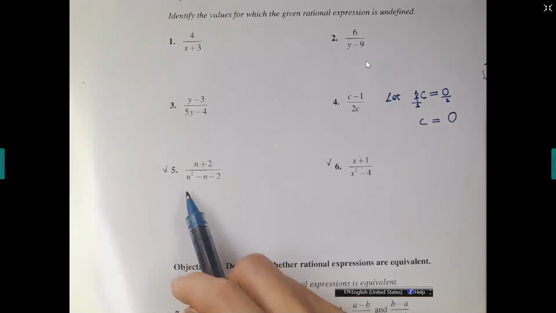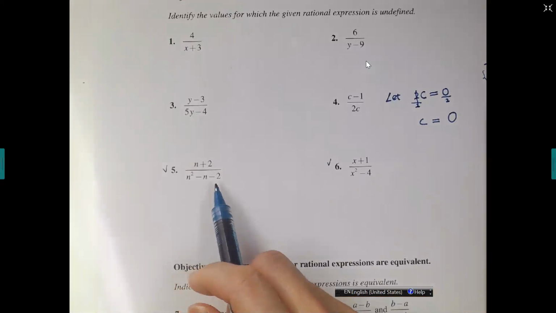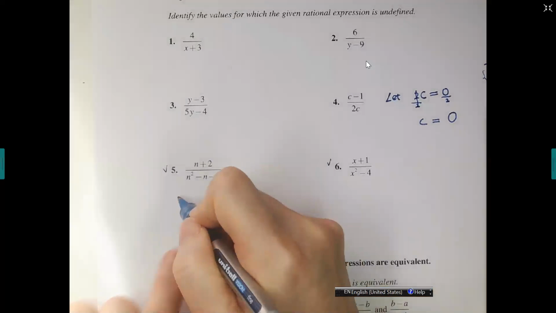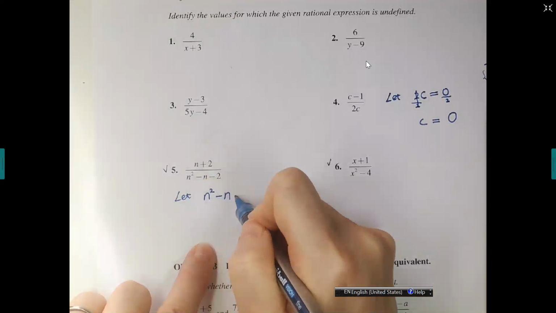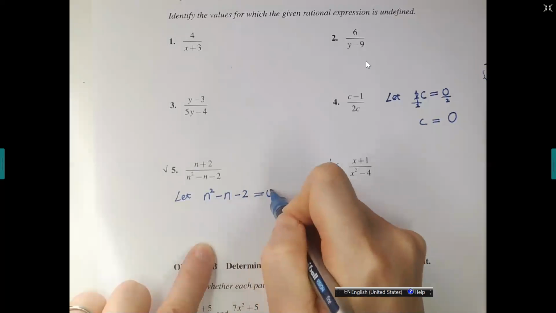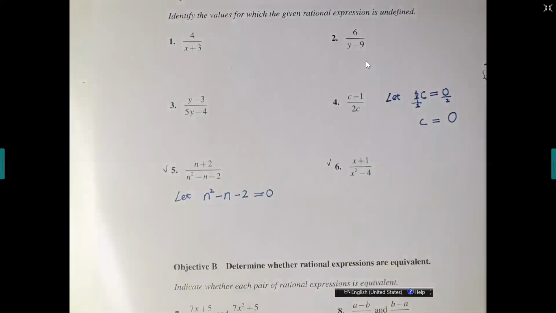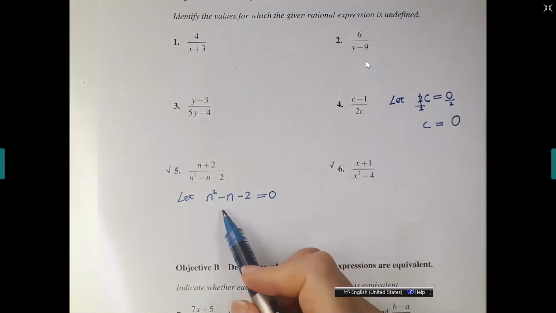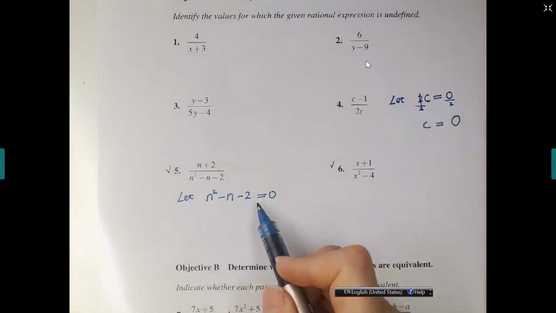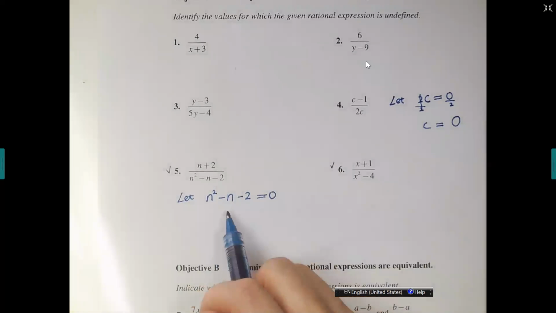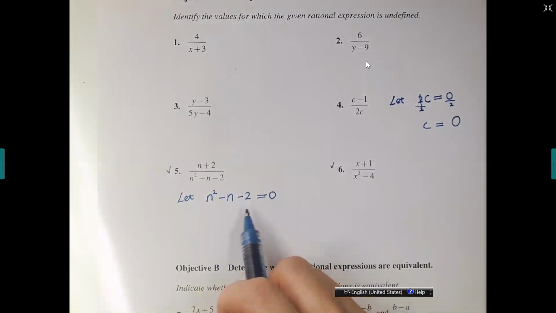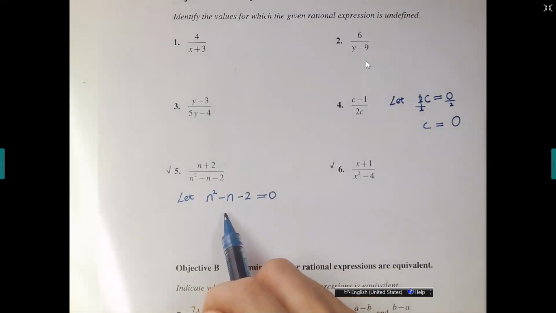Another one, number 5, follow the same thing. To make this rational expression be undefined, we just let the denominator n squared minus n minus 2 equal 0. Now we need to look for what n is. What problem do we have now? We go back to chapter 6. In chapter 6, we learned how to solve this equation. So this denominator equals 0 turns into a quadratic equation.